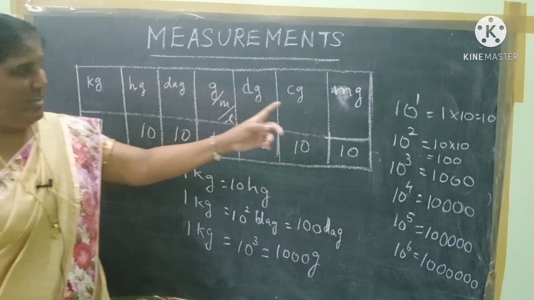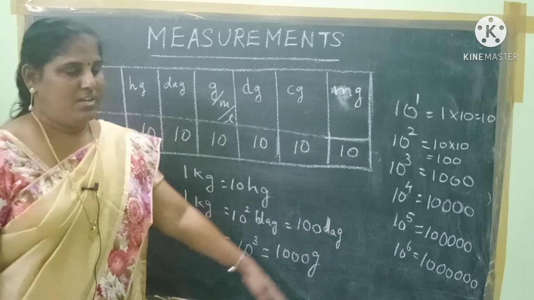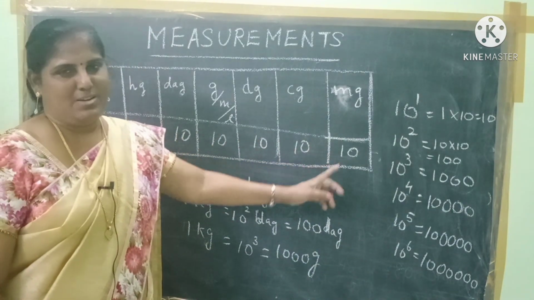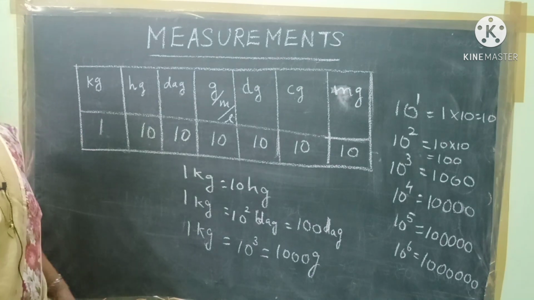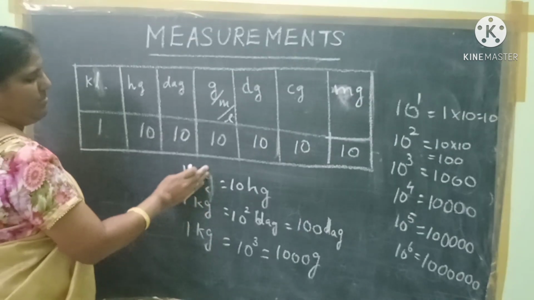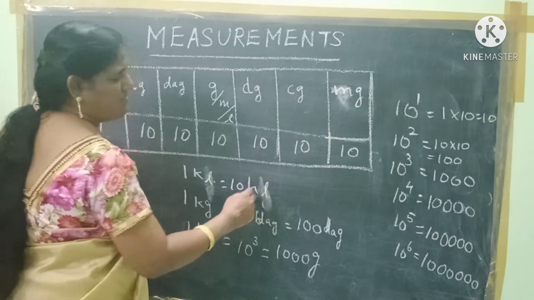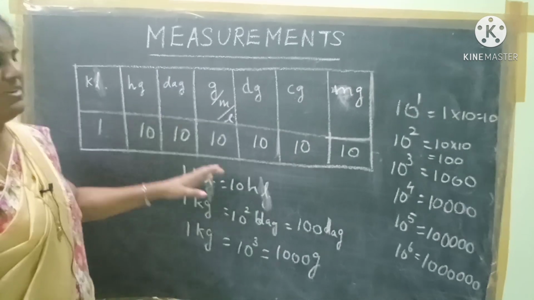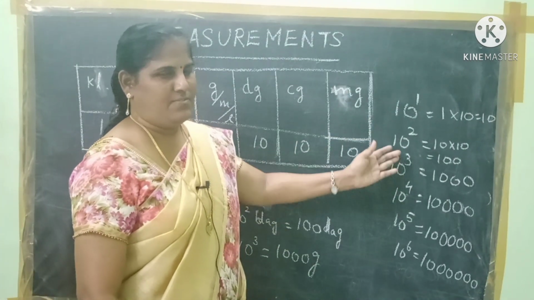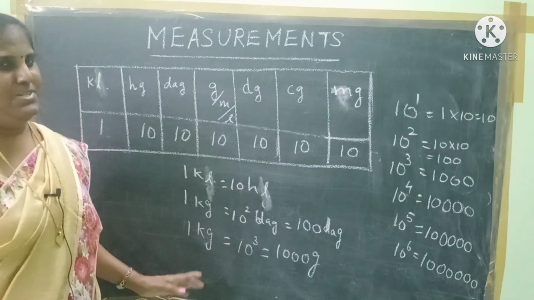If you ask milligram, it means 10 to the power 6. 10 to the power 6 means 10 lakhs. So 1 kilogram equal to 10 lakhs milligram. If you take liter, instead of kilogram you should use kiloliter. It is the same table only. This is the power of tens. If we use it, we can easily form the table.